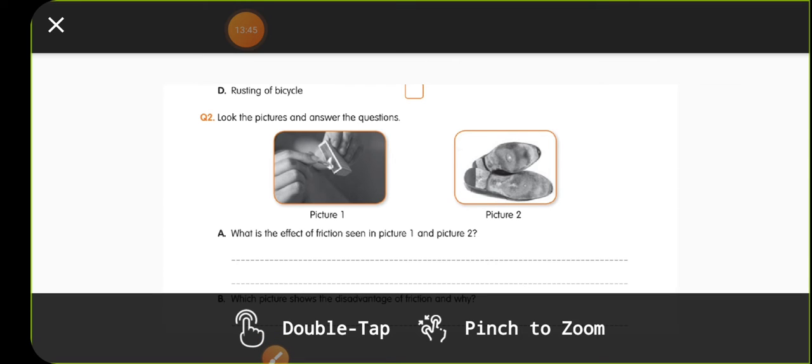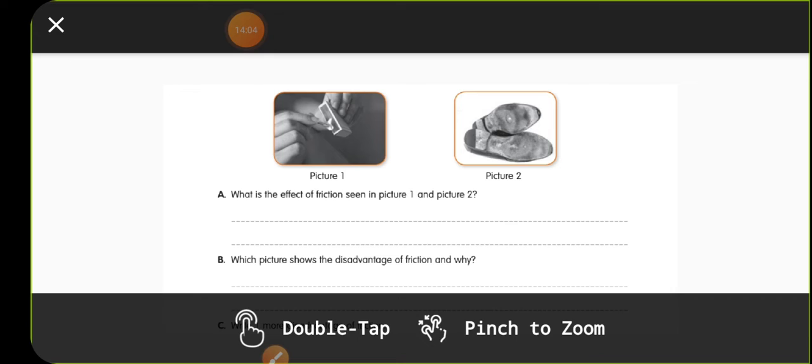Now let us move to the next question. Observe these two pictures carefully. Look at the pictures and answer the questions. Picture 1, a matchstick is rubbed against the matchbox, and picture 2 is completely worn out shoes. Now, first question: what is the effect of friction seen in picture 1 and picture 2?